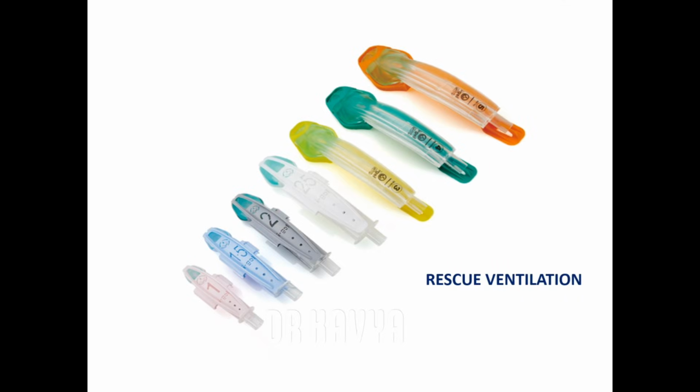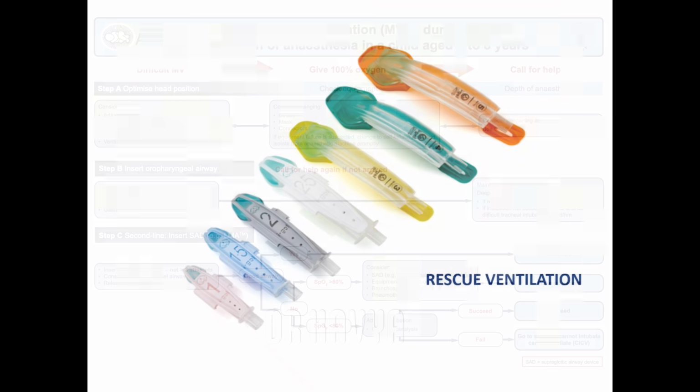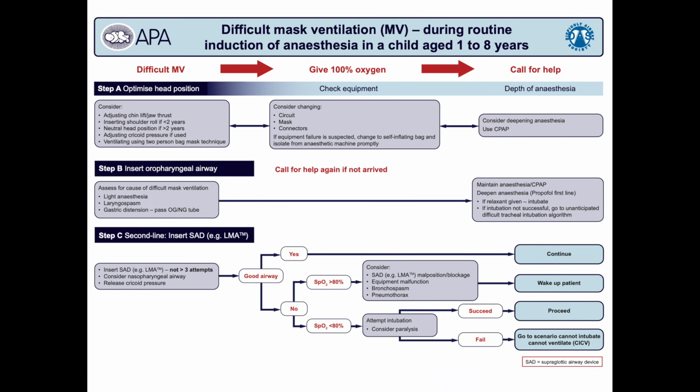Rescue use of supraglottic airway devices in children with difficult mask ventilation should be strongly considered. Follow the pediatric difficult mask ventilation algorithm proposed by the Association of Paediatric Anaesthetists and Difficult Airway Society, and remember to rule out causes like inadequate muscle relaxation, laryngospasm, bronchospasm, and equipment malfunction in any case of difficult mask ventilation.